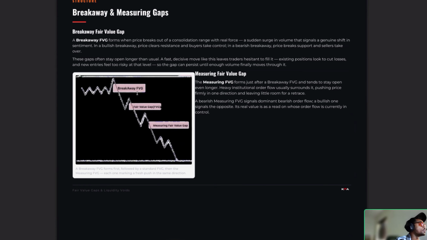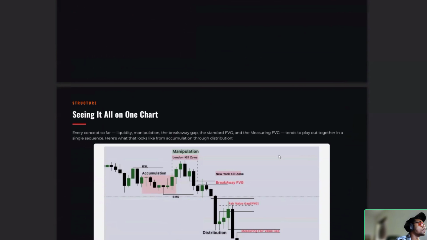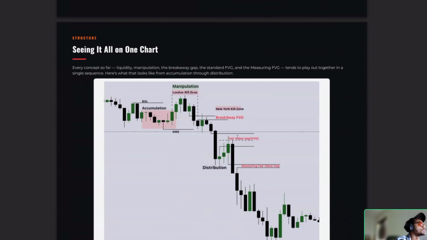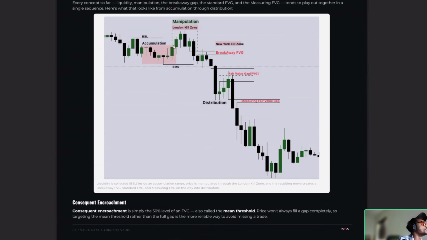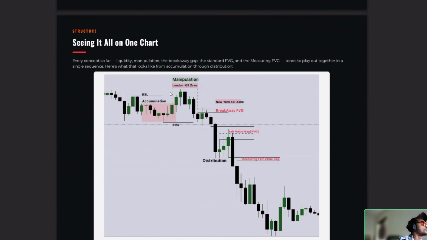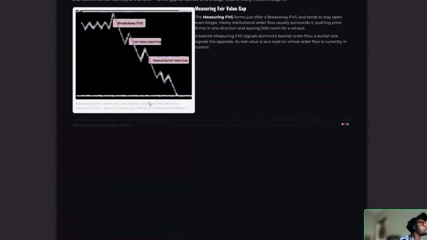Maybe we do fill or tap into this fair value gap, and then we're going to have another break of a low. And then we're going to see that measuring fair value gap, which shows a little bit more clearly over here, where you can see the actual market move, right? So seeing it all in one chart is going to be a lot simpler.